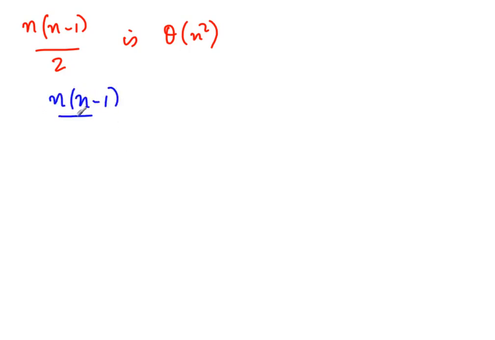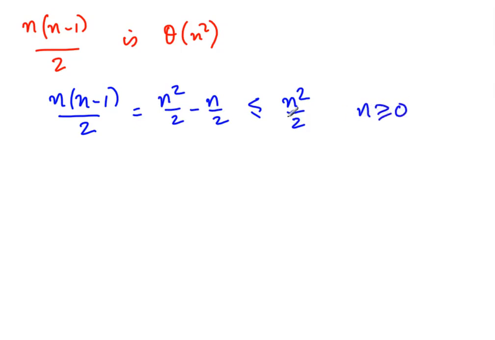So here's an example. Supposing we look at the function n into n minus 1 by 2, and we say that this is theta of n squared. So now we have to find these two bounds, right? We first look at the upper bound. We want to find this c1 which dominates it. So we can say that n into n minus 1 by 2 is equal to n squared by 2 minus n by 2, which is less than or equal to n squared by 2, because I'm subtracting something here, provided n is bigger than 0. Right? So I can take my c1 in this case to be half. So it's going to lie below n squared by 2 for n greater than or equal to 0.